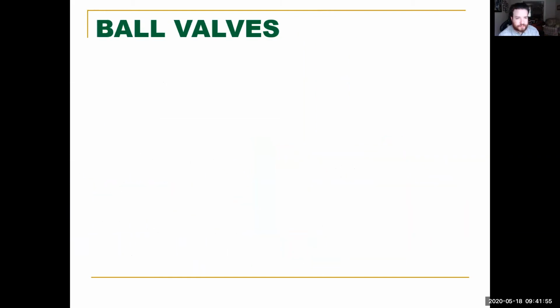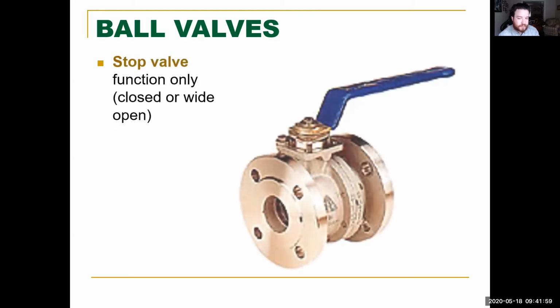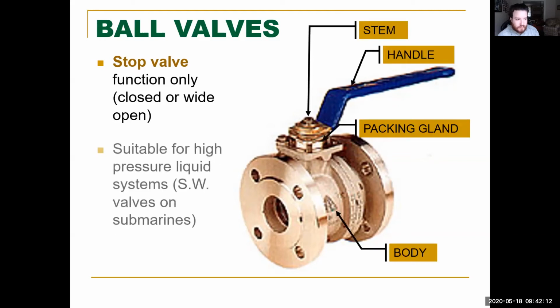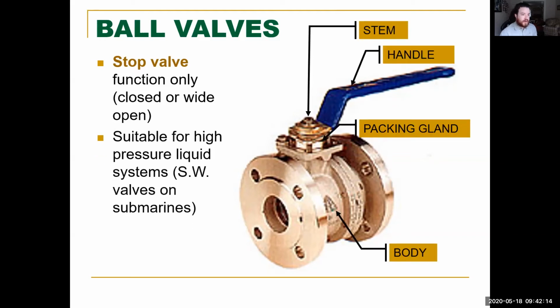All right. Let's talk about ball valves. So ball valves are stop valves. They function closed or wide open. They have a couple of parts: a stem, handle, a packing gland, and a body. They're suitable for high pressure liquid systems, like saltwater valves on submarines.